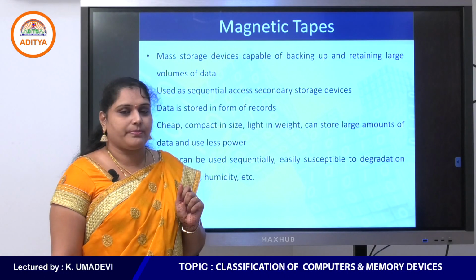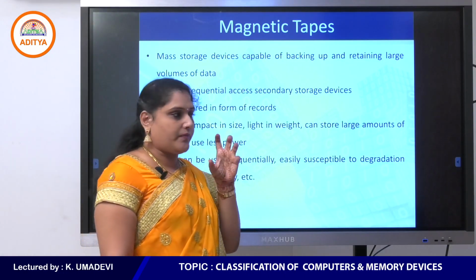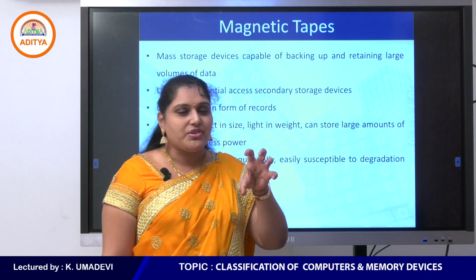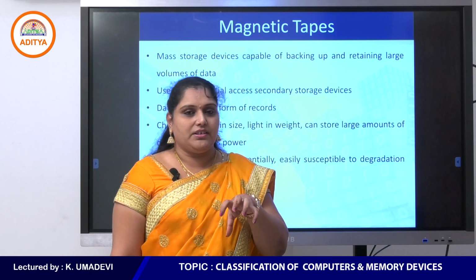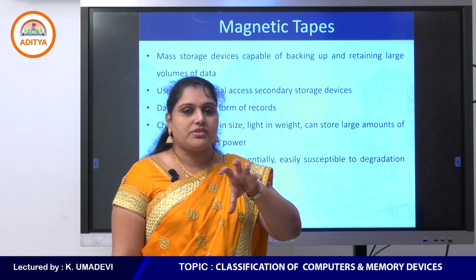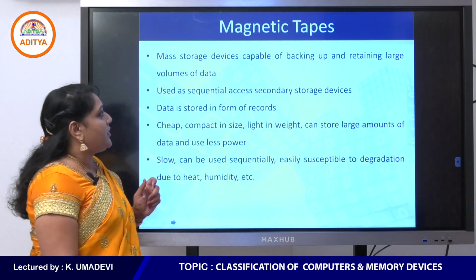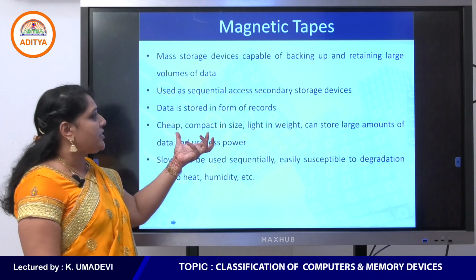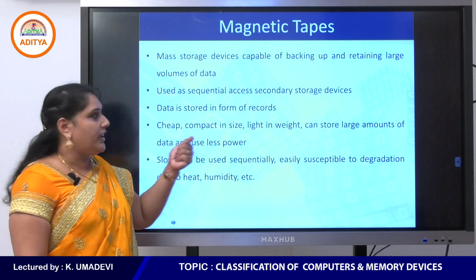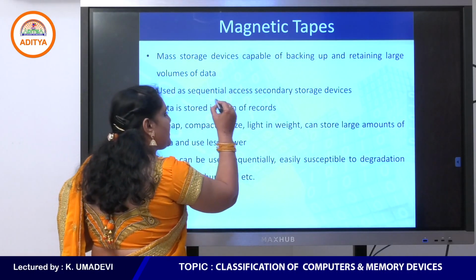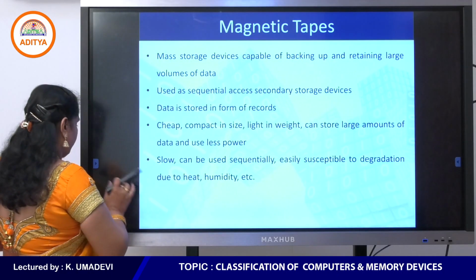So what are the different secondary storages available? Magnetic tapes. Magnetic tape is one of the mass storage devices. Mass storage devices are nothing but devices which store a large amount of data. That means magnetic tapes are used to store large amounts of data. Okay. So what about its use as sequential access secondary storage?